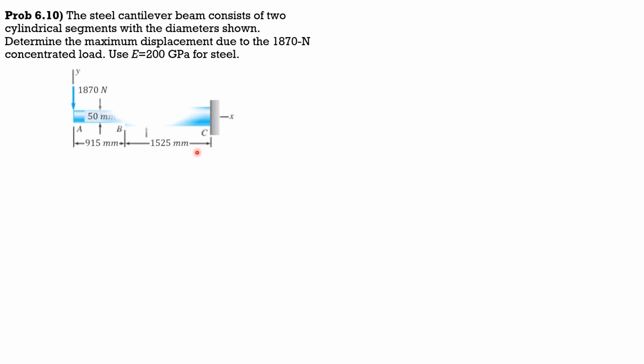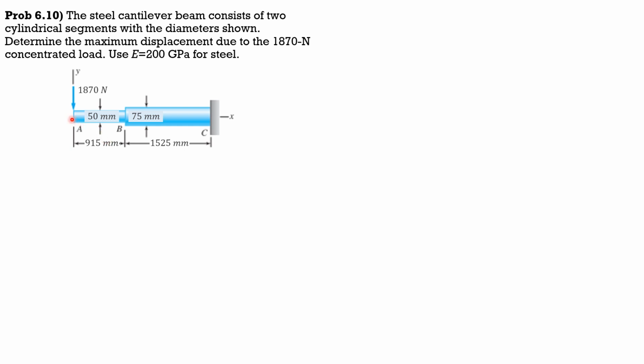The steel cantilever beam consists of two cylindrical segments with the diameter shown. Determine the maximum displacement due to the 1,800 Newton concentrated load. Use modulus of elasticity of steel of 200 gigapascals. So here is the given figure.